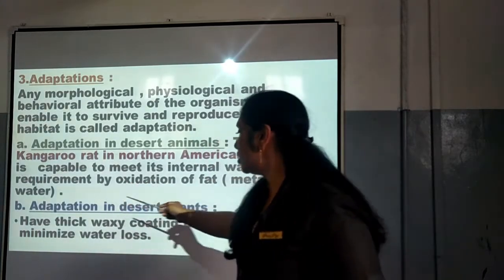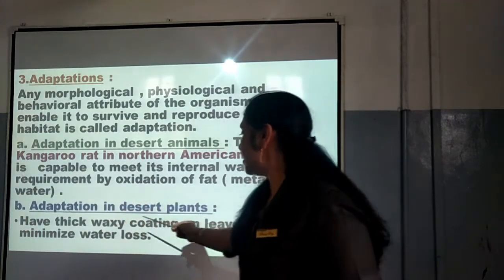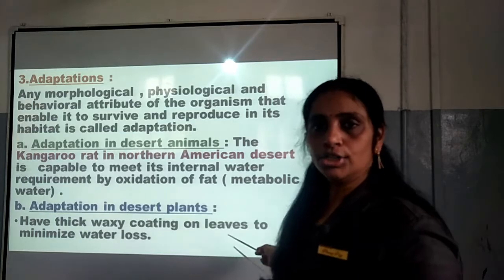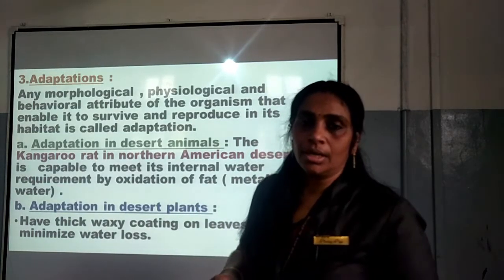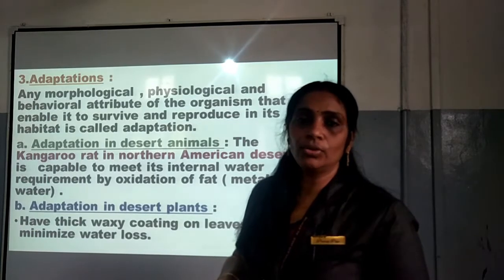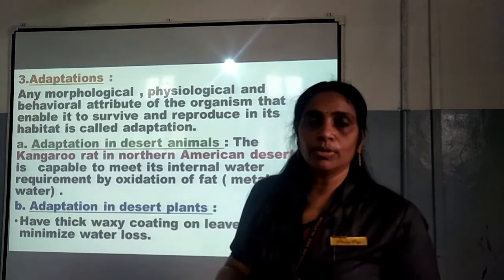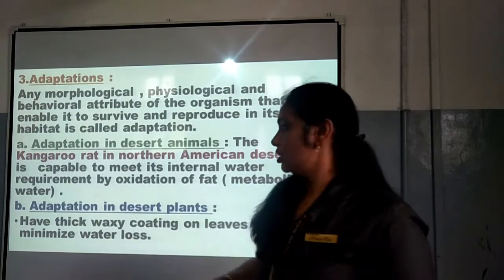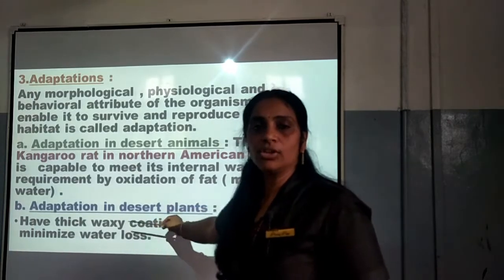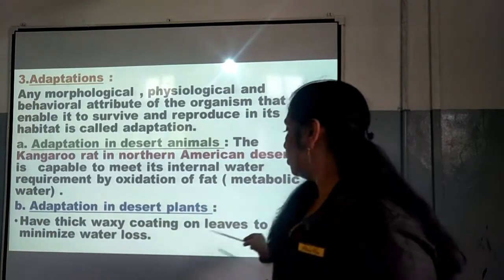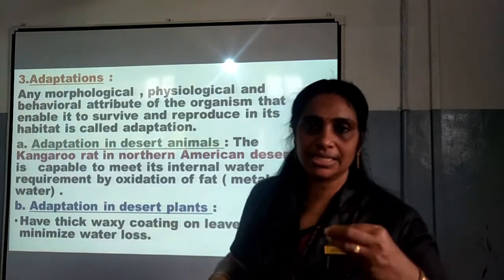Next one is adaptation in desert plants. Desert plants have a thick waxy coating on leaves called cuticle to minimize water loss during transpiration. Isn't it? Transpiration, we know, is a process by which water is lost to the surroundings from the body of the plant or animal. So here in the case of desert plants, they have a thick waxy coating called cuticle, which helps them to lose water to a minimized level.